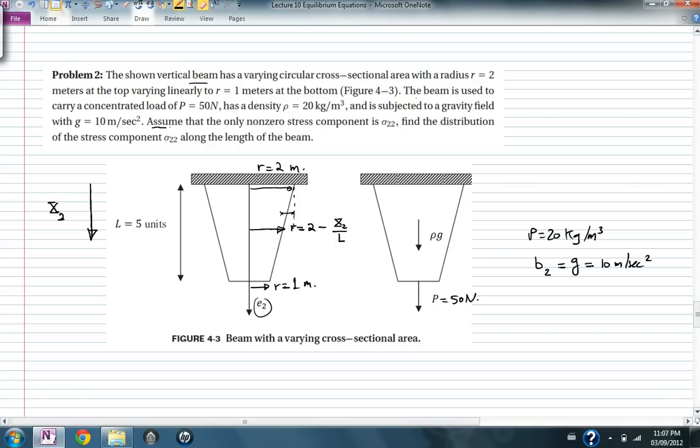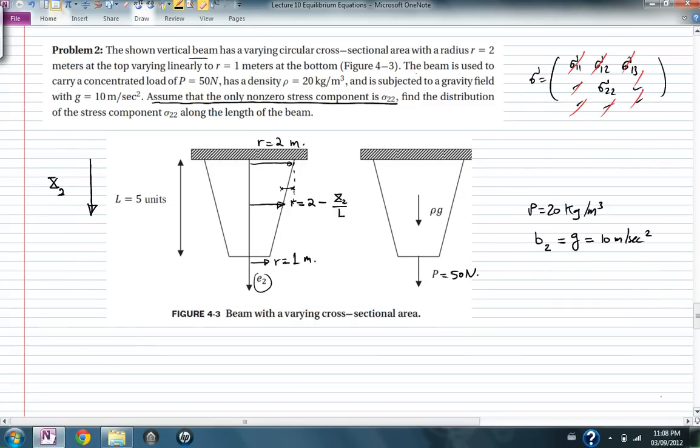In order to be able to solve the differential equation, I have to make restrictive assumptions. And the restrictive assumption that I put here is that the only non-zero stress component is sigma 2,2. So basically, I'm assuming that the stress matrix that has so many components, all of them are 0 except sigma 2,2, which is a really huge restriction, but that's the only way I'm able to solve such a problem, even with such a simple geometry.